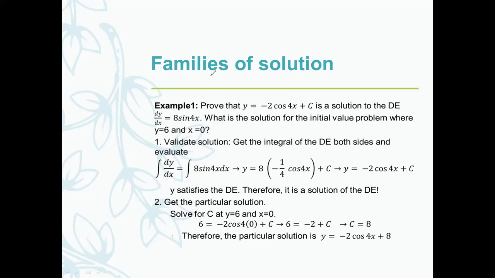So what is it? y prime is equal to -2 times negative sine of 4x times 4. As for the c, the arbitrary constant, its derivative is 0. If I simplify this, this is 8 sine of 4x. So look, they look the same. Then this one is a solution of this DE.